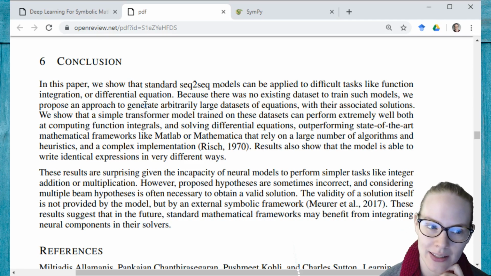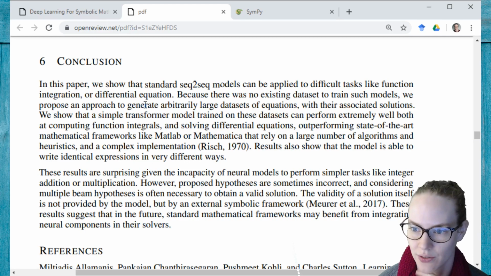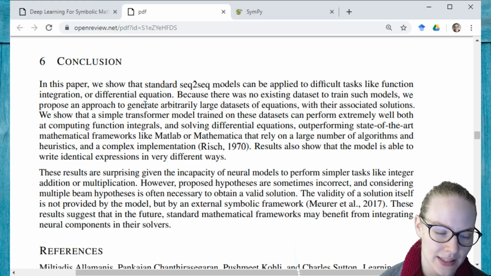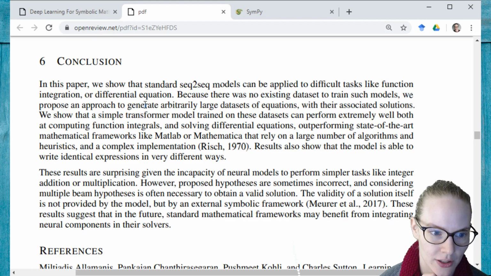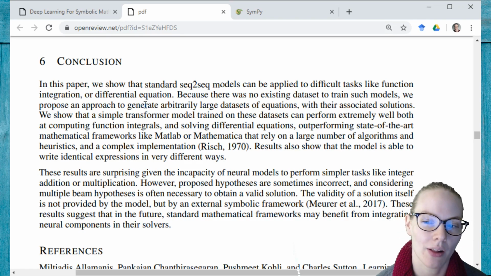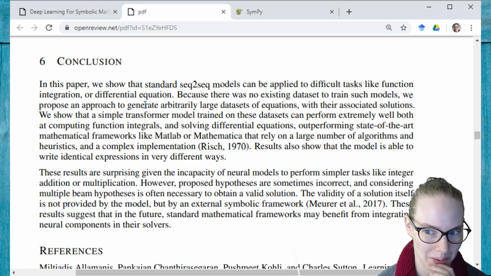Results also show that the model is able to write identical expressions in very different ways. These results are surprising, given the incapacity of neural models to perform simpler tasks like integer addition or multiplication. Okay, so it must not have been integer addition. It must have been, I think they said polynomial, so polynomial addition would be more complex.